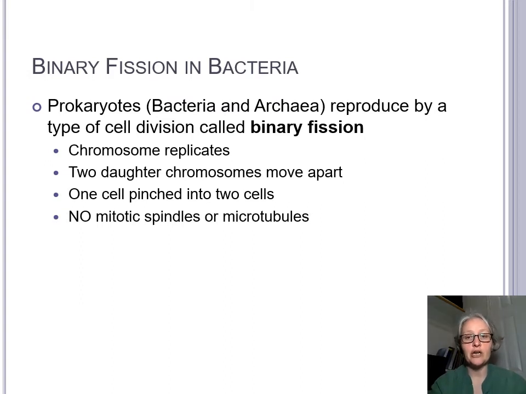Prokaryotes, bacteria and archaea, reproduce by a type of cell division known as binary fission. In this process, the chromosome will replicate, the two daughter chromosomes will move apart, and one cell will get pinched in two cells. It's going to look really similar to mitosis, but we can't call it mitosis because there's no nucleus and there are no mitotic spindles or microtubules driving this process.